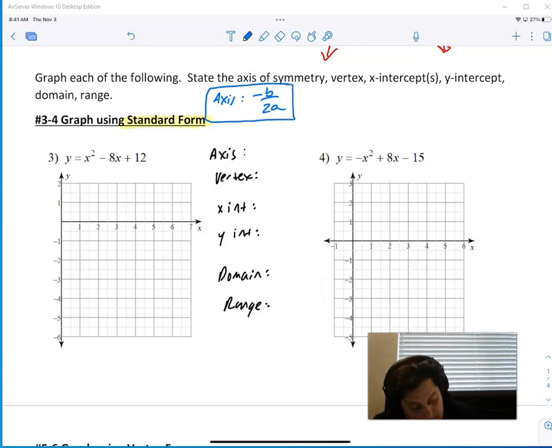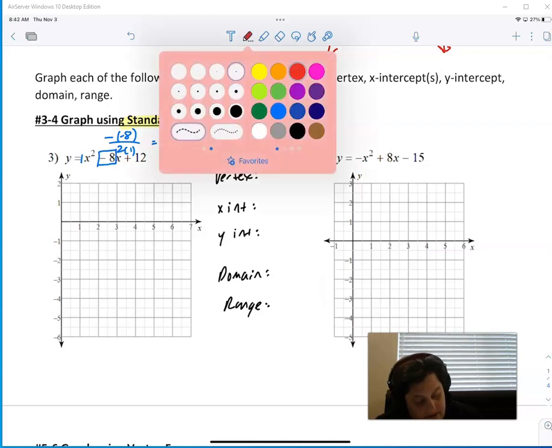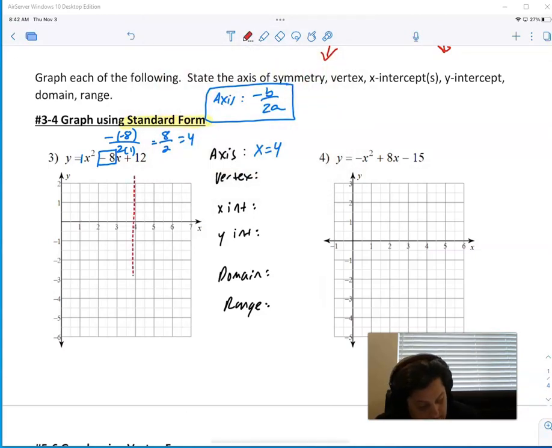Okay, so check it out. Negative, right here, b is negative 8, over 2, and right here, a is 1. So negative negative 8 over 2 is 4. You guys, that's my axis of symmetry. So you're going to draw right down at 4 for the axis of symmetry.